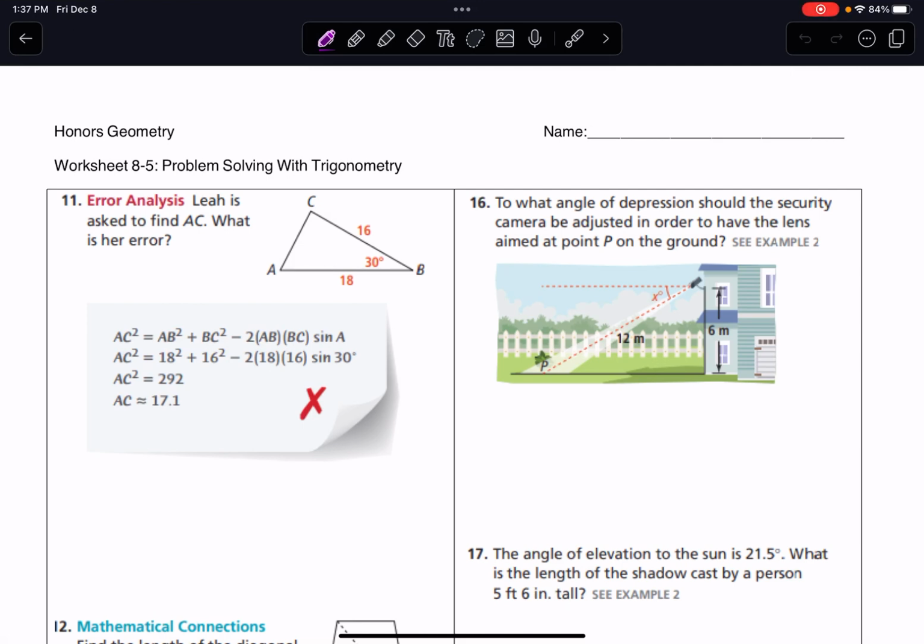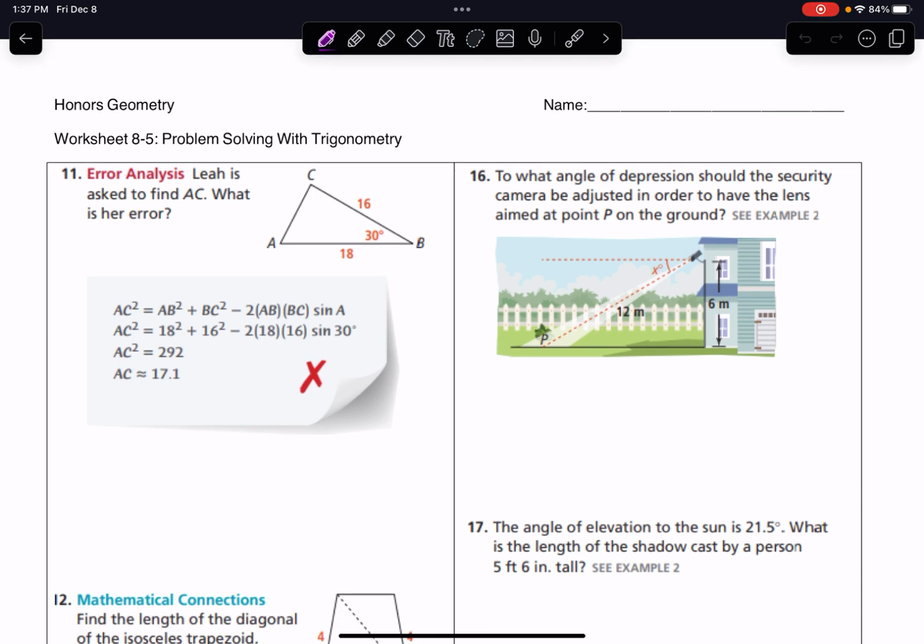Hello everybody, it is time for yet another worksheet answer key video. This one is about lesson 8-5, problem solving with trigonometry.